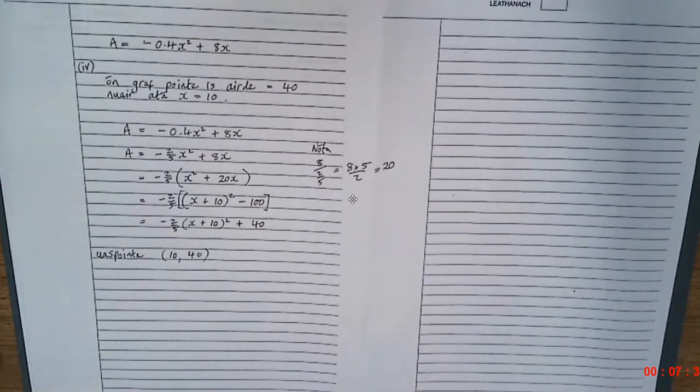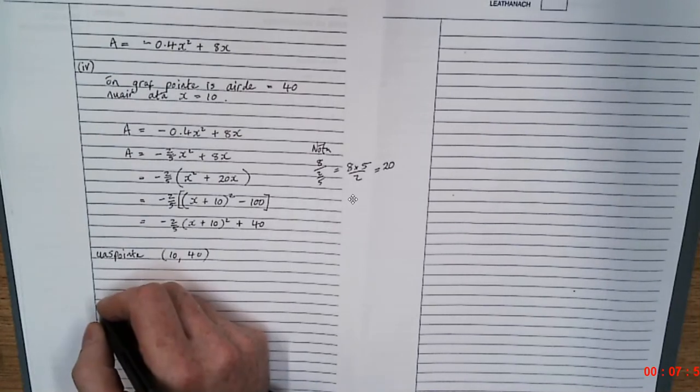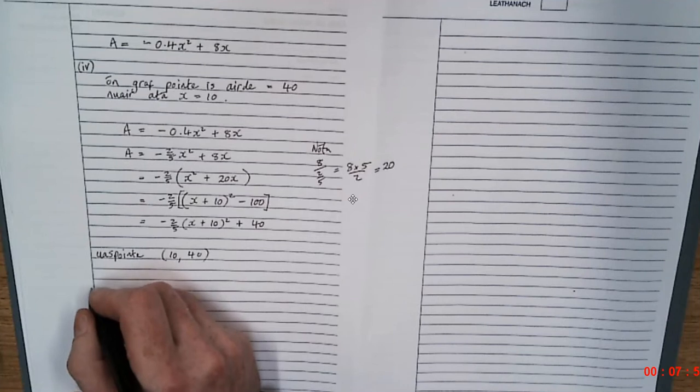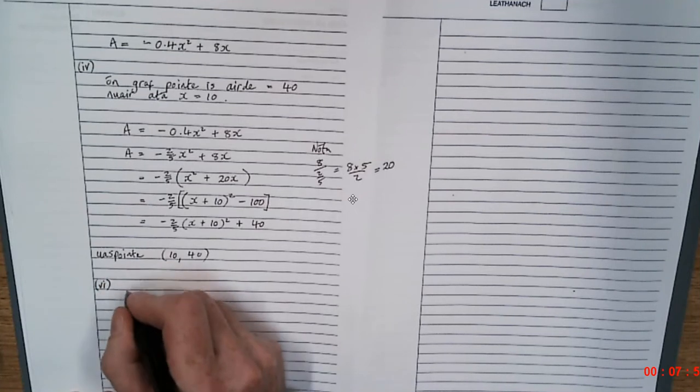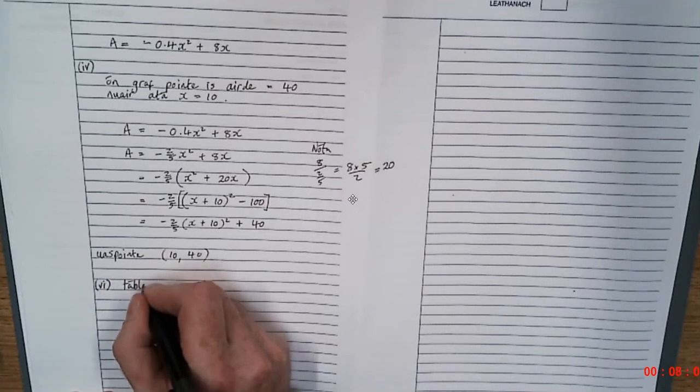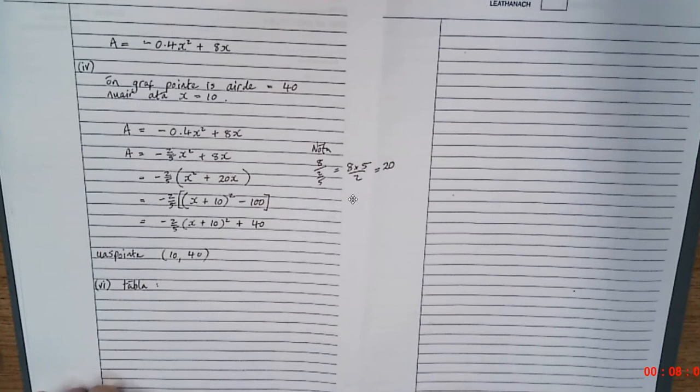Use mathematical tools, table, graph, and algebra to estimate the value of x for which the area of the rectangle is 28 centimeters. Okay, so the area is 28 centimeters. First, a table.